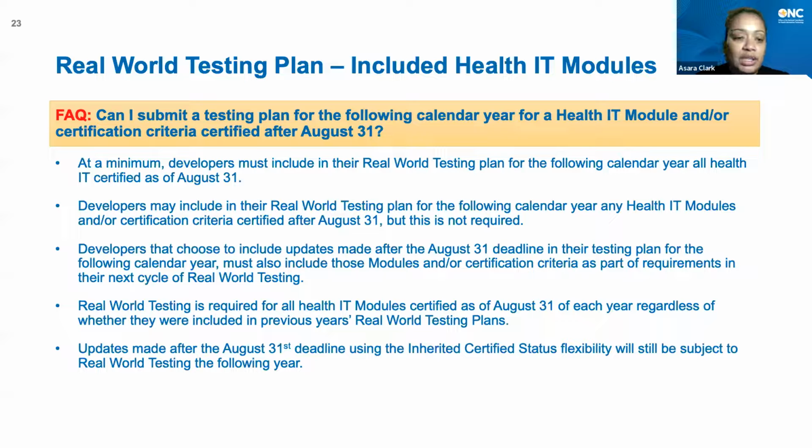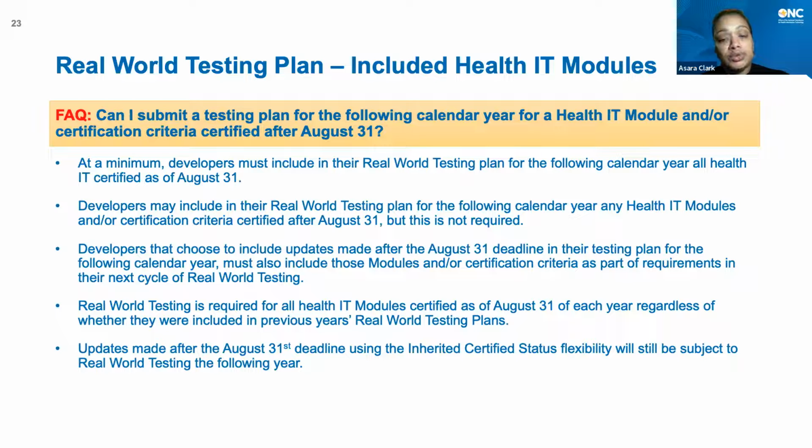However, we just want to make sure that the basics are covered, that Health IT developers must include the Health IT that is certified as of the August 31st deadline. That's the given rule. But certifications that happen or are granted after August 31st can also be included in the immediately following year's real world testing activities. With that said, inclusion before the required time frame or cycle that you're supposed to actually conduct the real world testing in does not excuse you from doing it the next year when it's actually required.